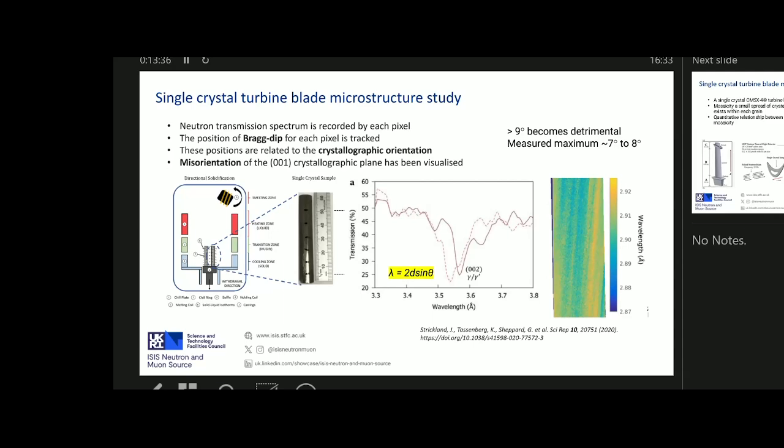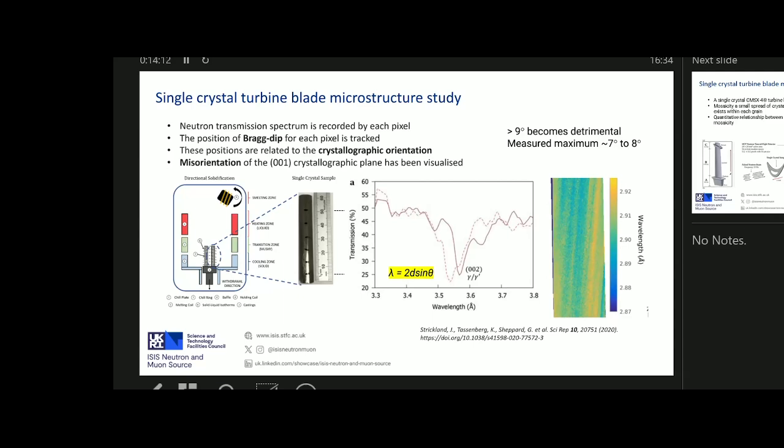And in this study, the researchers again use this Bragg edge imaging to measure this single crystal material. But this time we don't have this Bragg edge feature. Instead, we have what we call a Bragg dip. And the position of the dip here is related to the orientation of the single crystal. So from the shift of this Bragg dip position, we can calculate the orientation of the single crystal. And we receive this Bragg dip at each pixel of the detector.